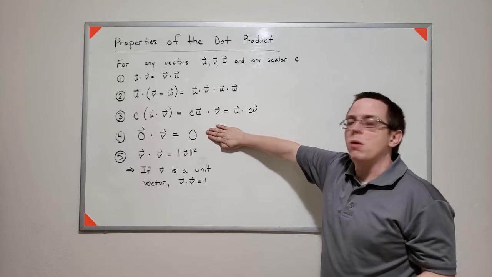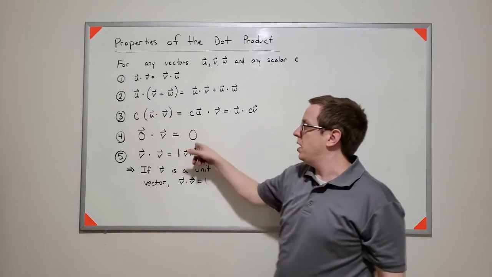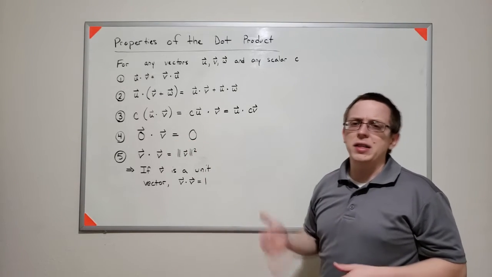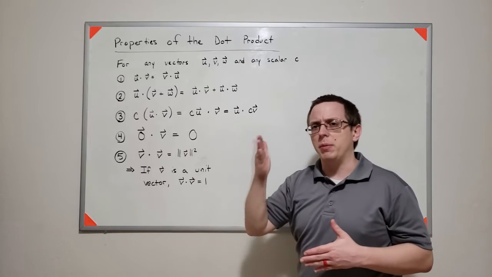Fourth, we see that the zero vector dotted with any vector v is zero. And if you think about it, that makes sense because that's zero multiplied by each component.